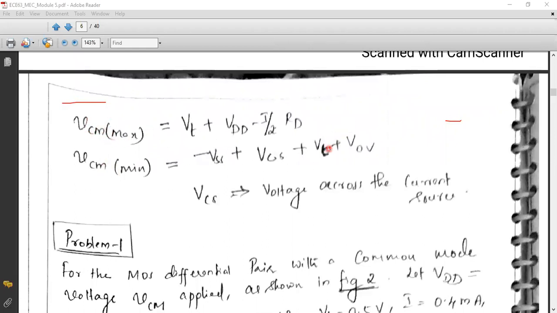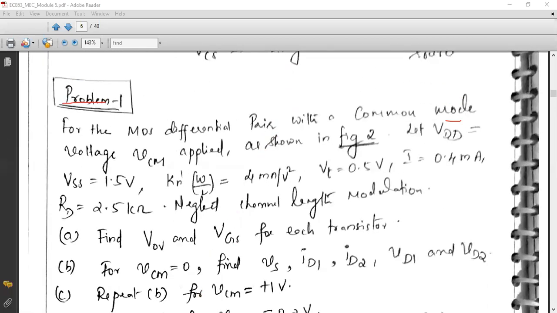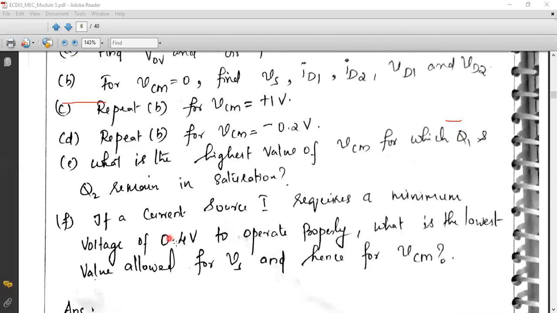Common mode range is defined by a minimum value and a maximum value. So take down these two equations, whatever we have derived in yesterday's class. Substitute all the parameters. All the parameters are given in the question, isn't it? VT, VDD, capital I, RD, VSS, VOV. Now we have computed VOV. Then VCS. VCS means voltage across a current source, that is 0.4 volt. The last part you can see, 0.4.